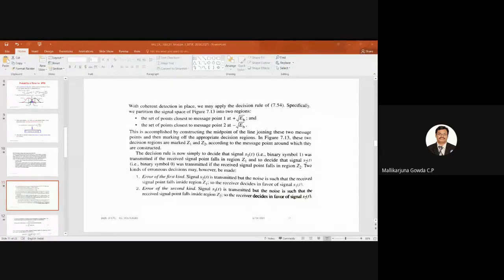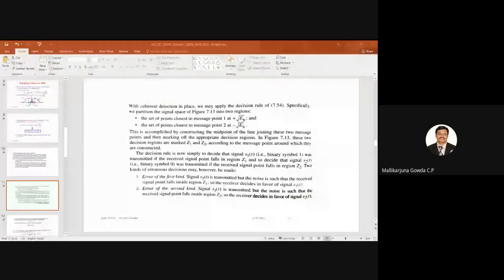What are the possibilities of taking a wrong decision? I hope you are aware of this. We represent message point 1 by plus square root of EB, and message point 2, that is symbol 0, by minus square root of EB. I also spoke about the two regions, Z1 and Z2, and how the decision will be made.